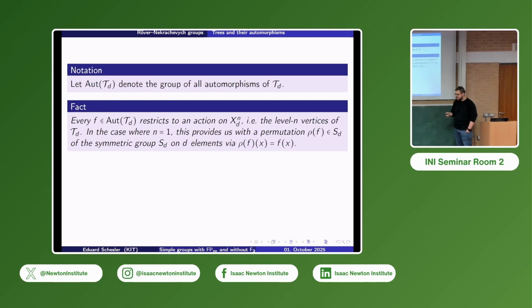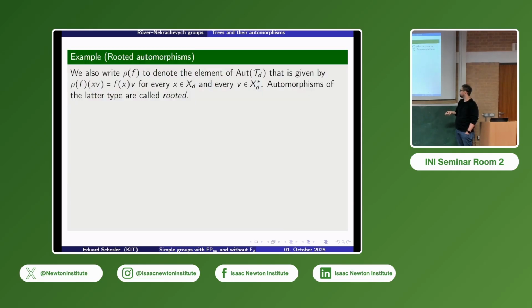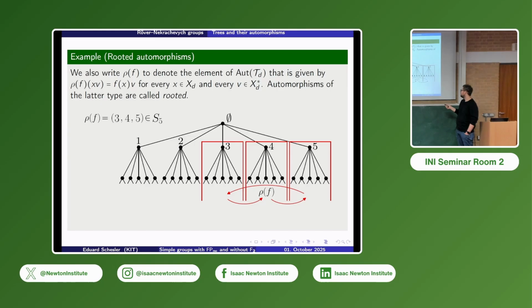On the other hand, the symmetric group admits a natural action on the rooted tree by permuting the trees hanging below the first level vertices, like rigidly permuting these trees. And from now on, we will identify this symmetric group with a subgroup of the automorphism group of the rooted tree that rigidly permutes these trees. Right, this was essentially what this notation says. This kind of automorphism will be called rooted. It looks like this. We have this permutation, and we just permute these trees according to this permutation.